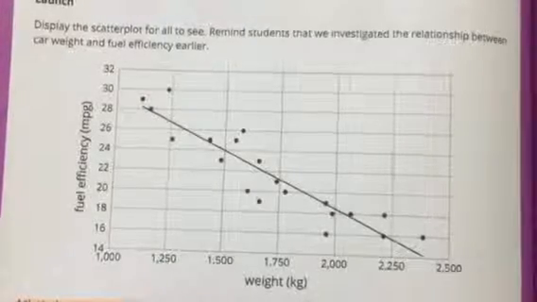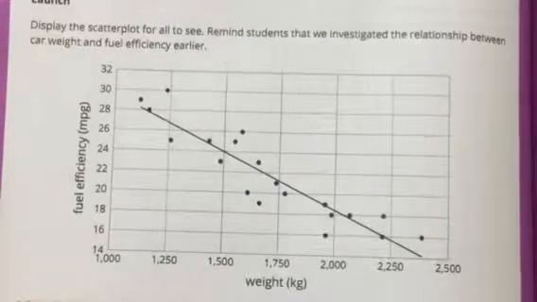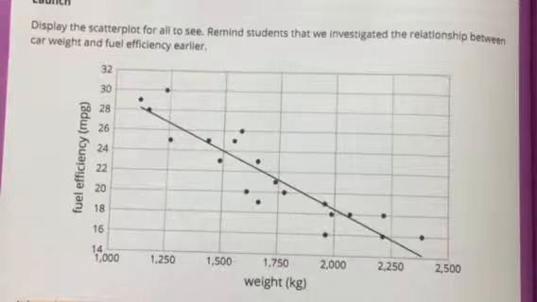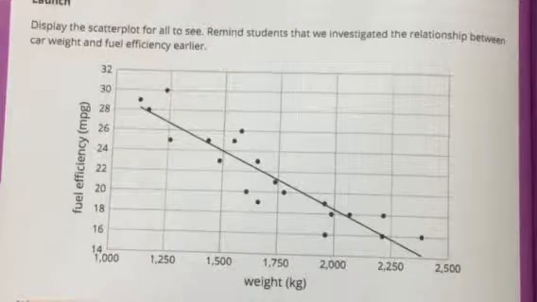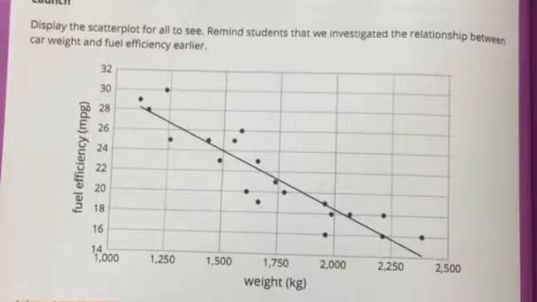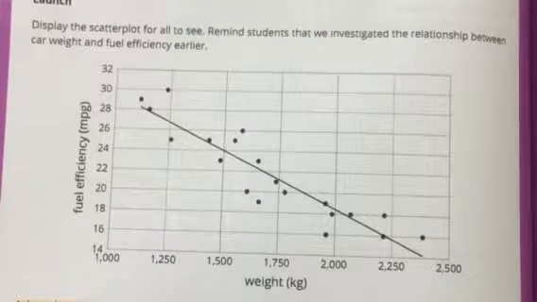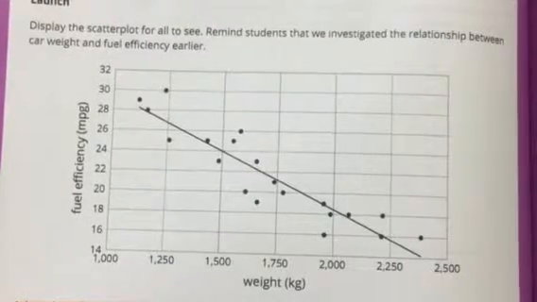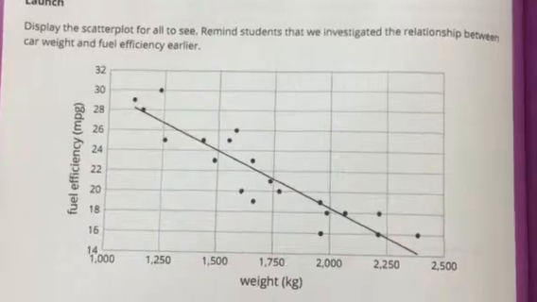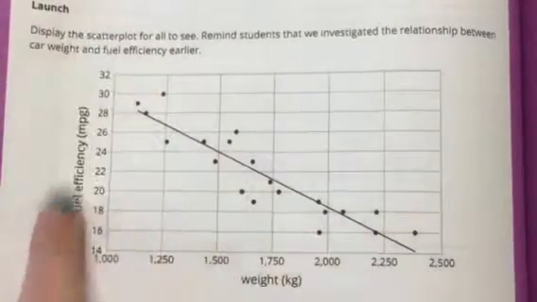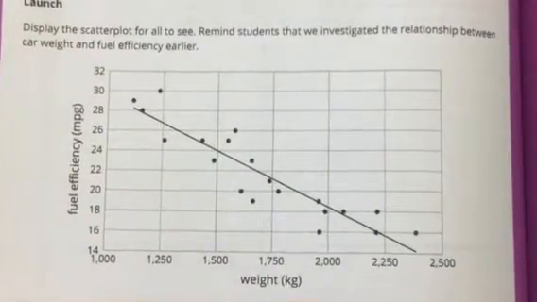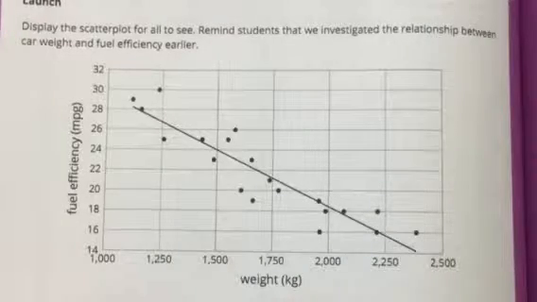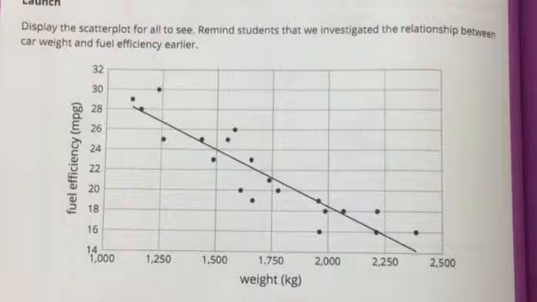Okay, for activity 6.2, I want to start by looking at this image of a graph comparing fuel efficiency of a car to its weight. We did compare fuel efficiency and car weight earlier in this unit, so this is an old scatter plot. But when we look at this, think for a minute about what you notice. What is happening to the fuel efficiency as the car weight is increasing?